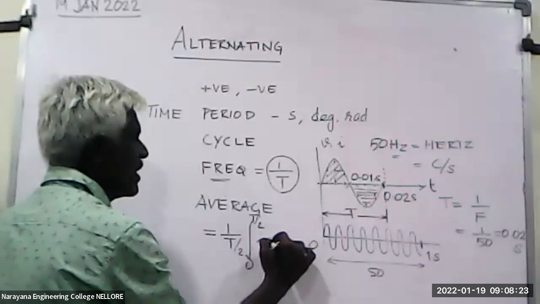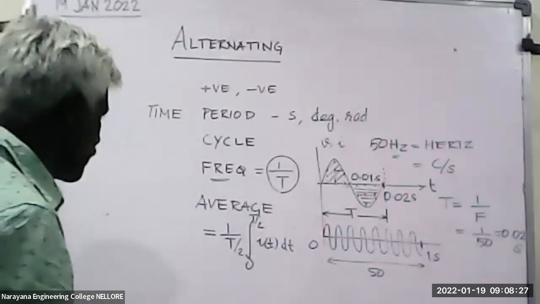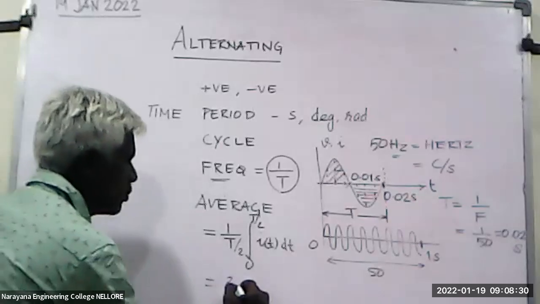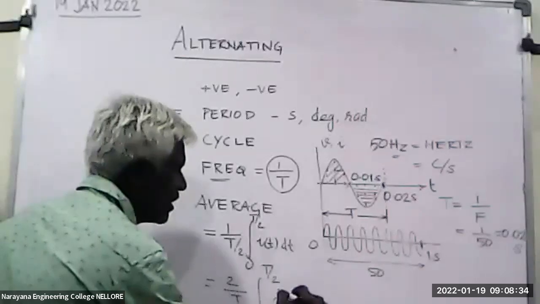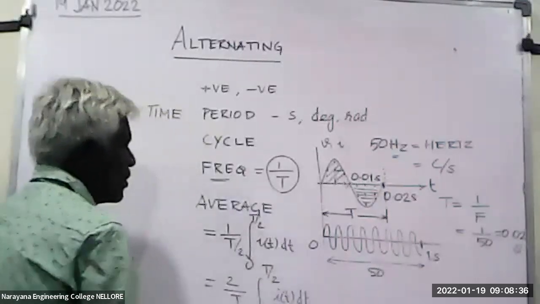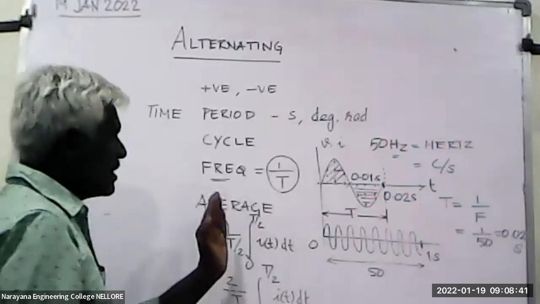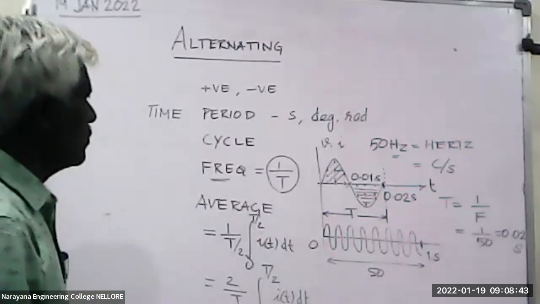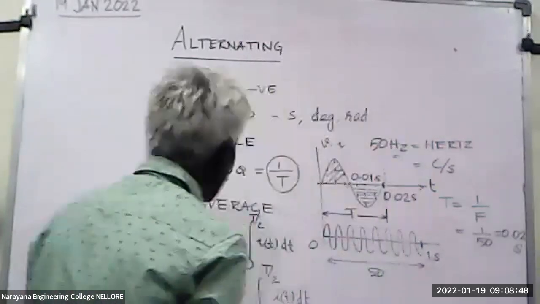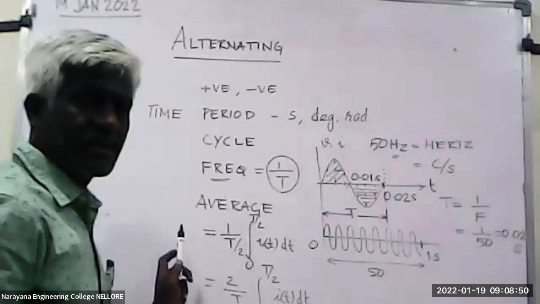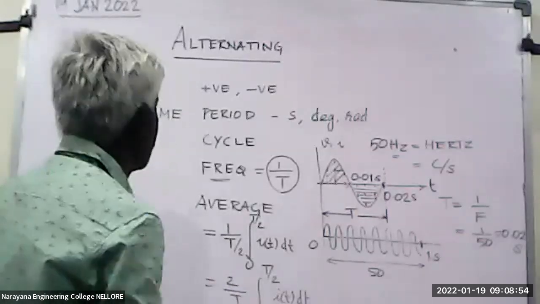It may be I of t dt or V of t dt. If you average voltage, it will be V of t dt. So it will be 2 by T integral 0 to T by 2 of I of t dt, for the average value. But there is another quantity called the RMS value, the root mean square value. Is that clear? Yes, sir.